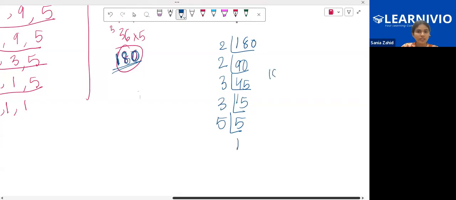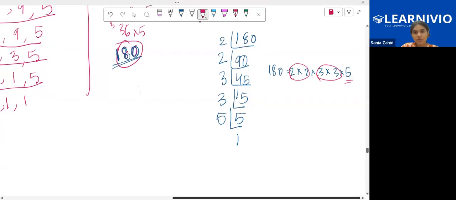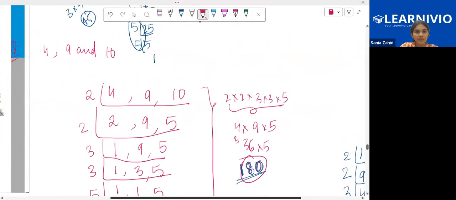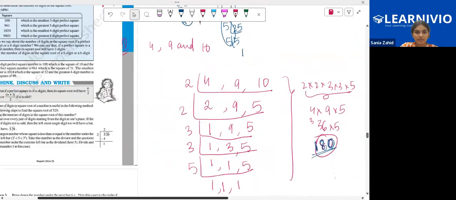Then 180 can be written as 2 into 2 into 3 into 3 into 5. Now, 4 into 9 into 5. The question is how, see, 180 is not a perfect square because you have one pair, second pair, but 5 is an individual number. 5 does not have a pair. So with what number shall I multiply 180? 5 only. If I multiply 180 with 5, I get 900. So 900 is the smallest square number that is divisible by all the numbers 4, 9, and 10. Okay.